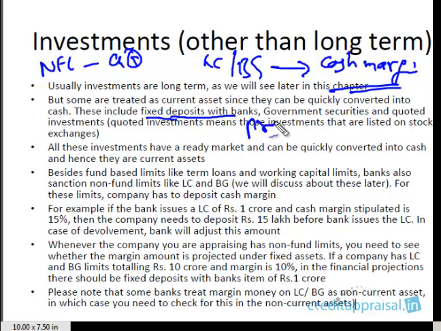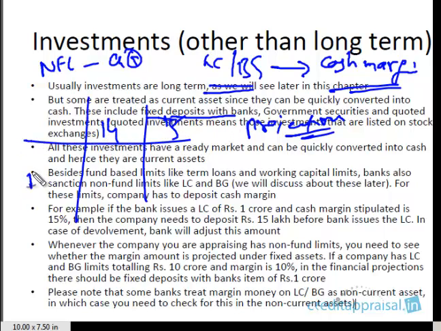When the company is submitting projections, right? When the company has applied for some non-fund limits and has submitted CMA data projections for the next 2 years, say 14, 15, then under the fixed deposit, this amount has to be reflected. Say for example, the company has applied for an LC limit of 1 crore, and the cash margin the bank usually stipulates is 10 to 15%.